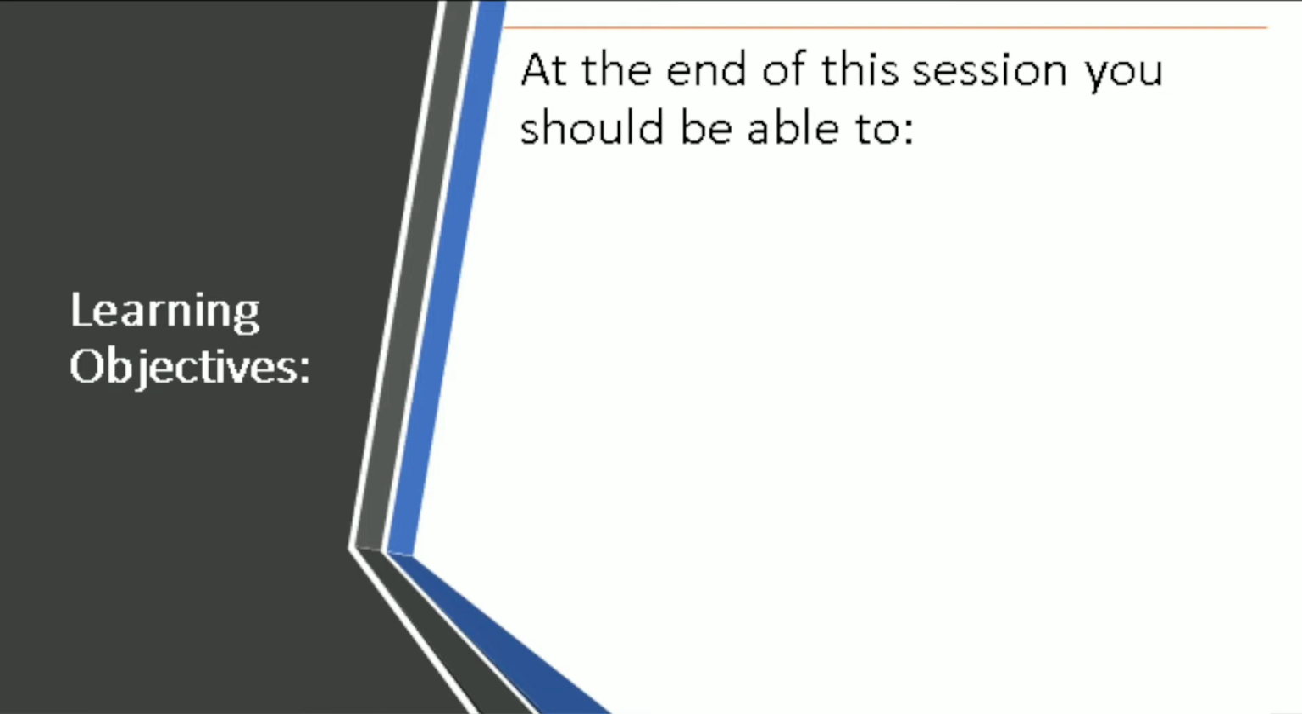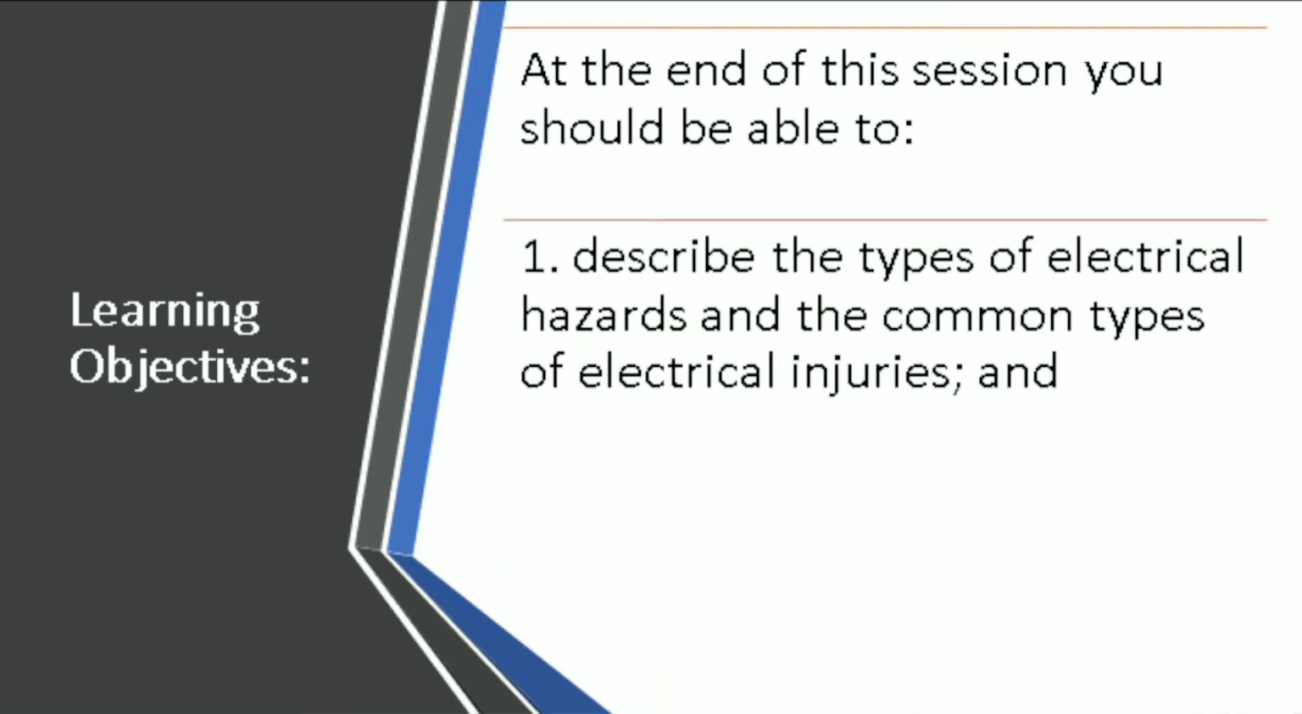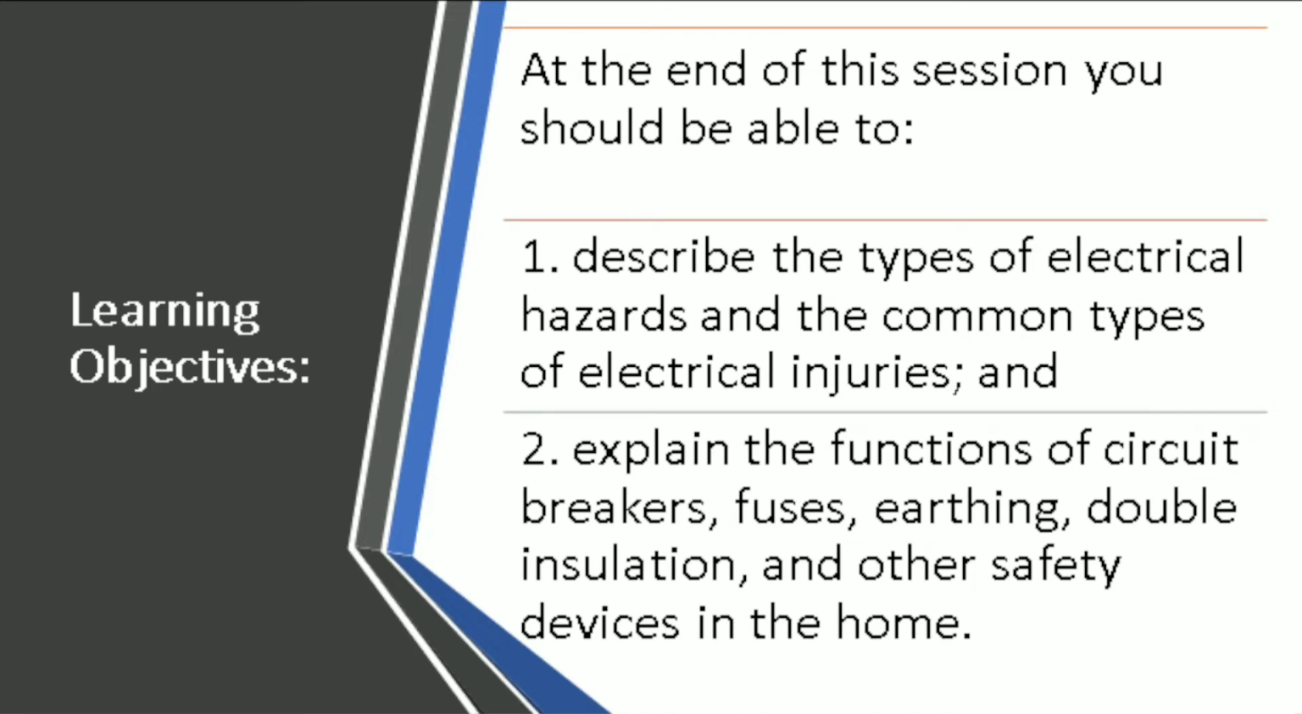The objectives of the lesson today are the following. At the end of the session, you should be able to, number one, describe the types of electrical hazards and the common types of electrical injuries, and explain the functions of circuit breakers, fuses, earthing, double insulation, and other safety devices in the home.